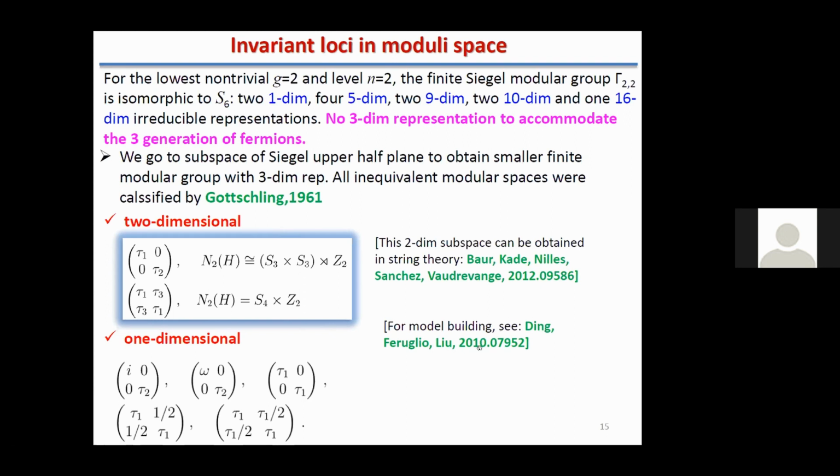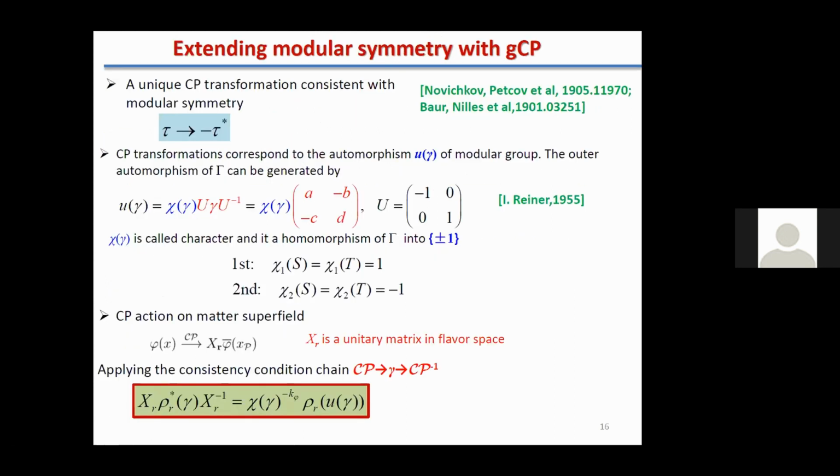these papers about the automorphic forms. And also we have one-dimensional representations. It only involves one complex modulus. So this is for the complex modulus.